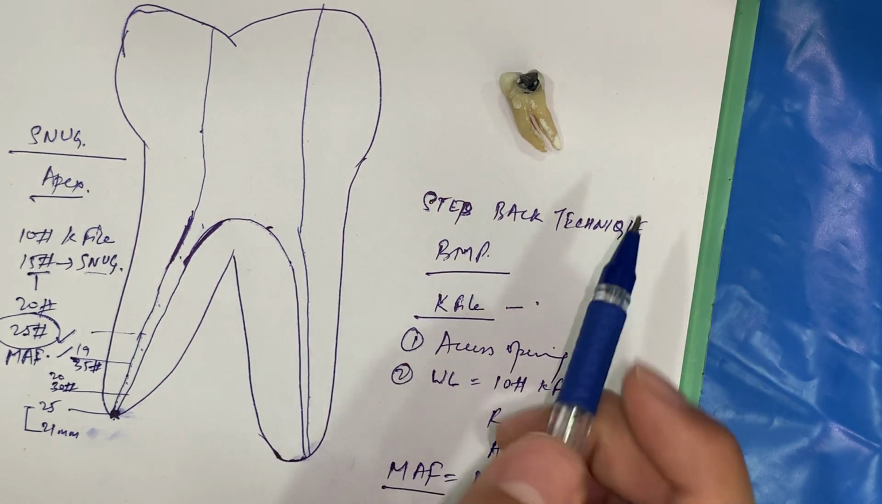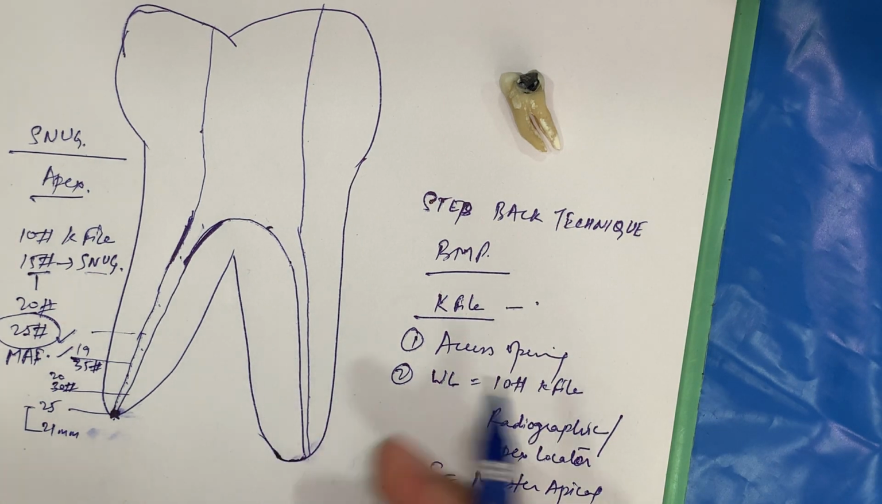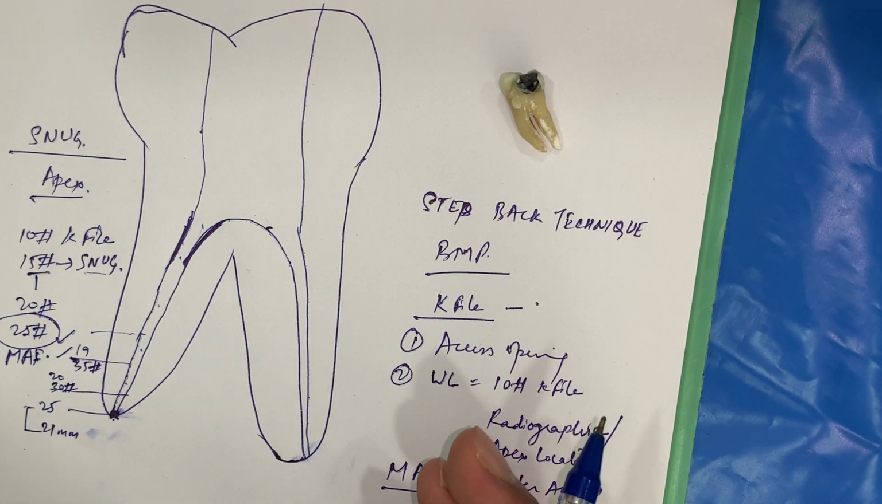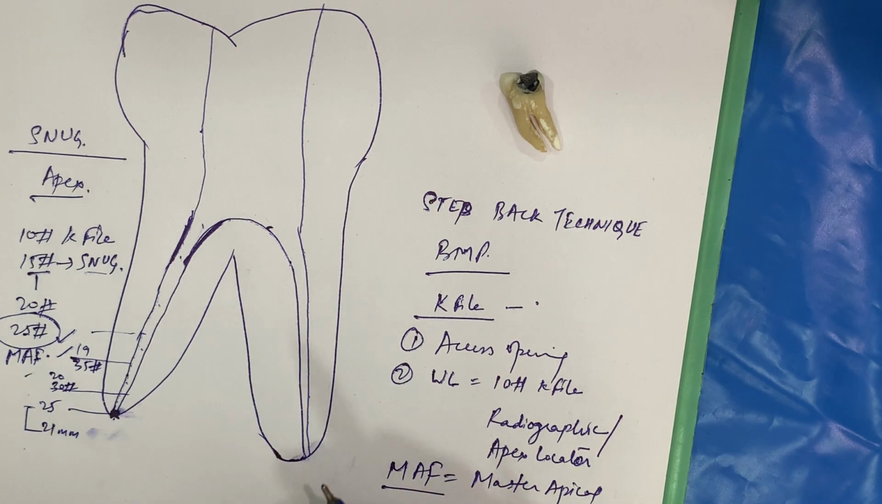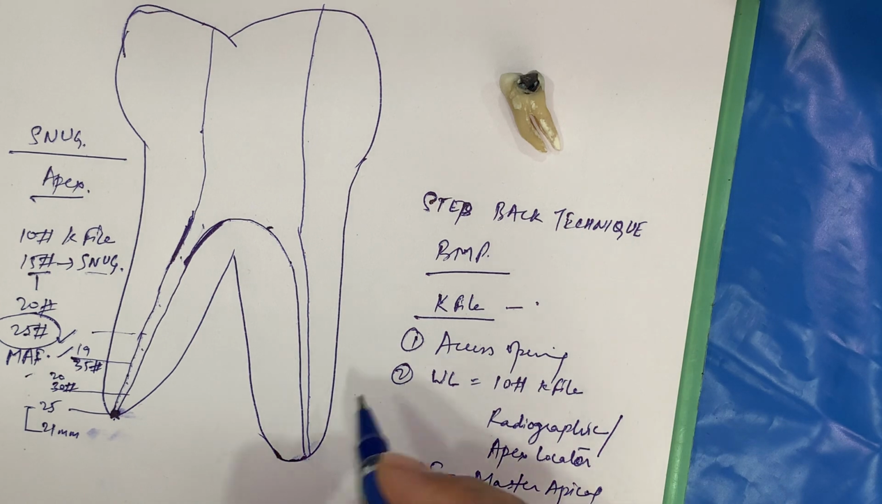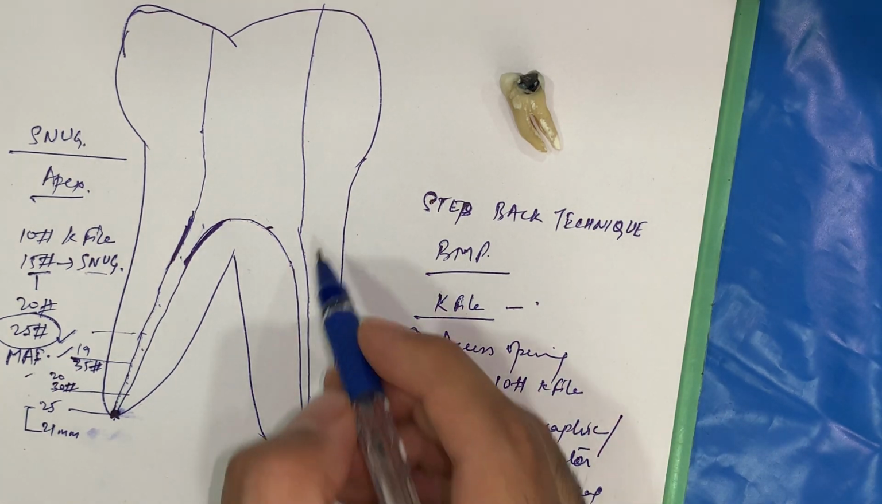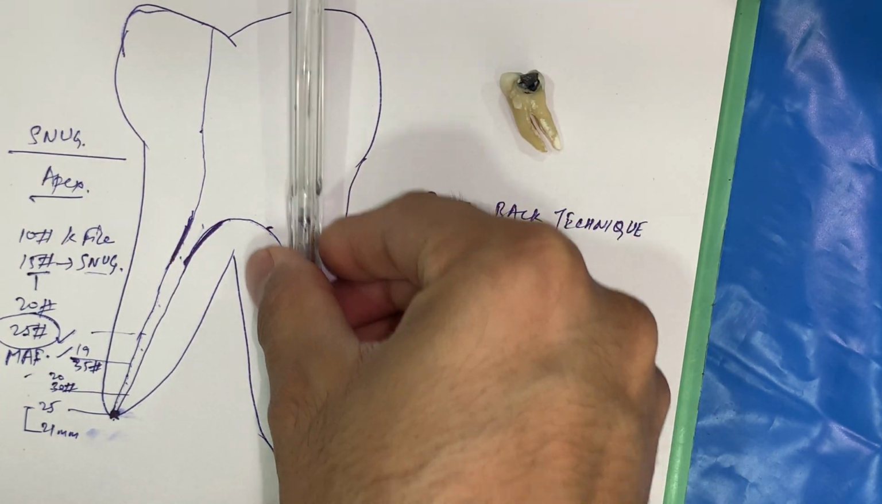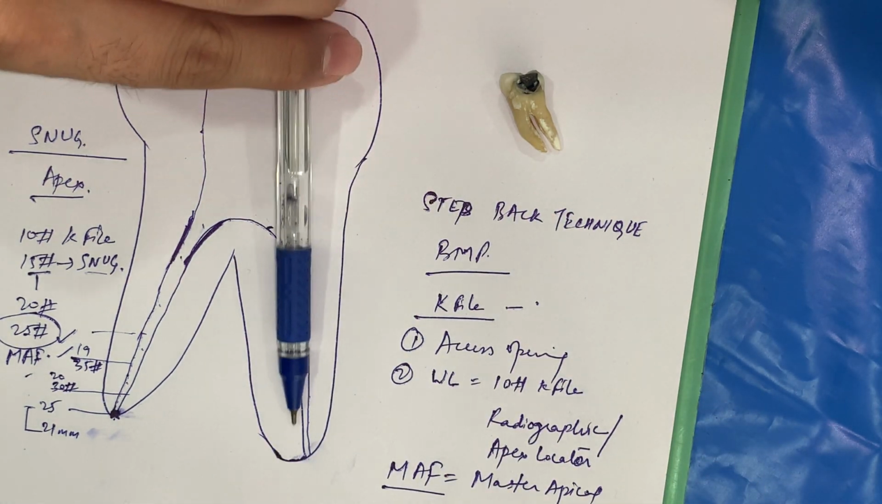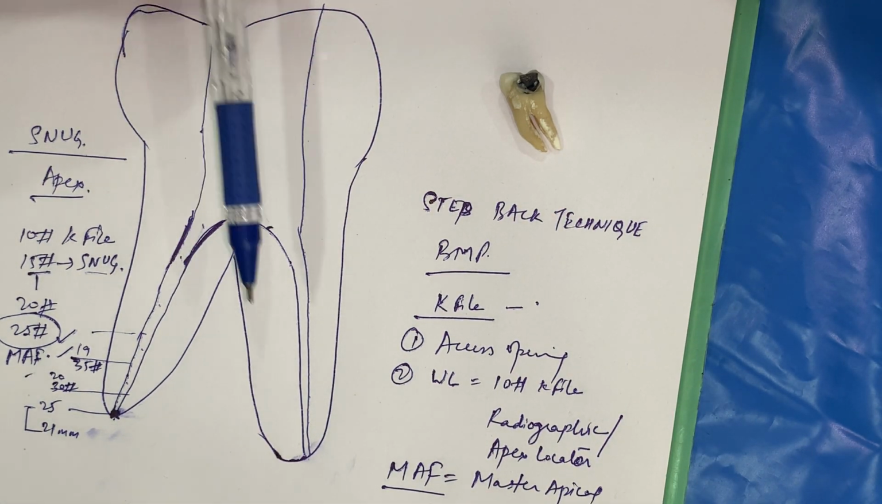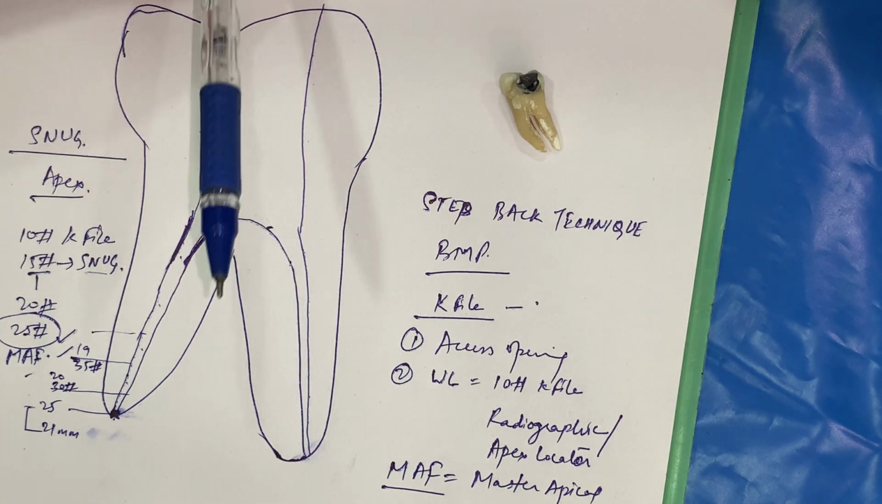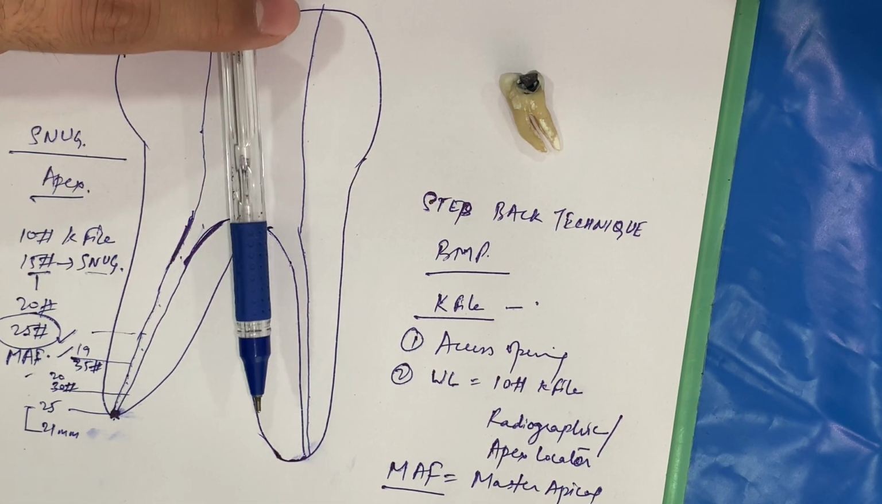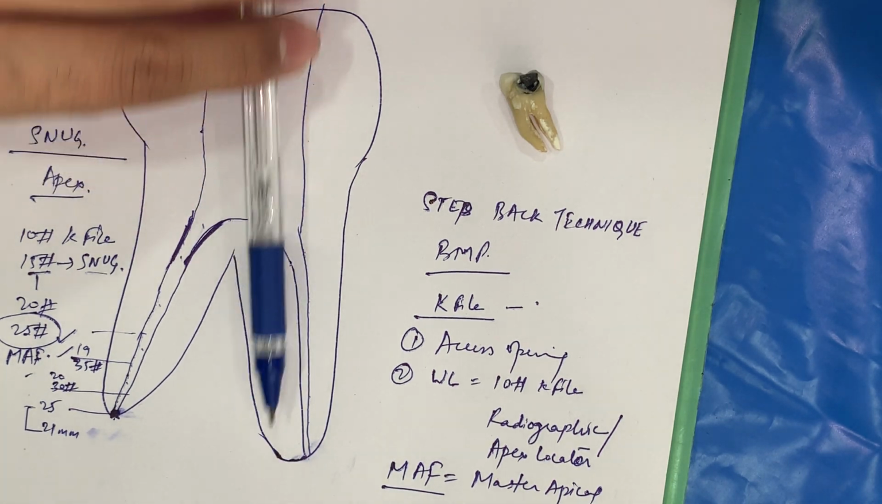This will all be demonstrated on an extracted tooth in a while. Just to clear your concept, I'll again tell what is MAF, or the master apical file. Imagine this is a distal canal of the lower molar, or the mandibular molar. Suppose this is the distal canal. Usually we insert our 10 number file, and it is very loose at the apex. We take a 15 number file, again it is very loose at the apex. We go to the next size, a 20 number file. Suppose it is also very loose at the apex.